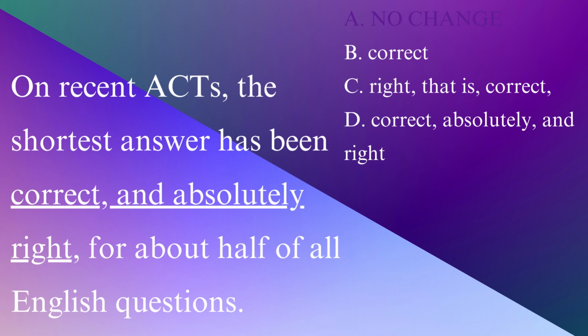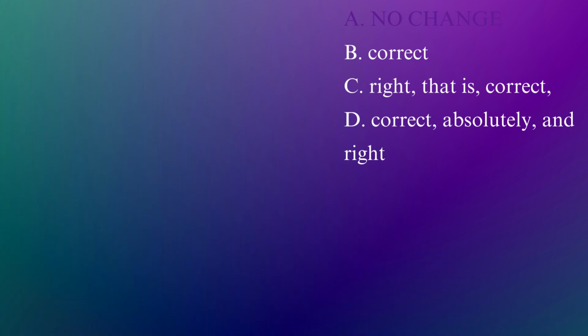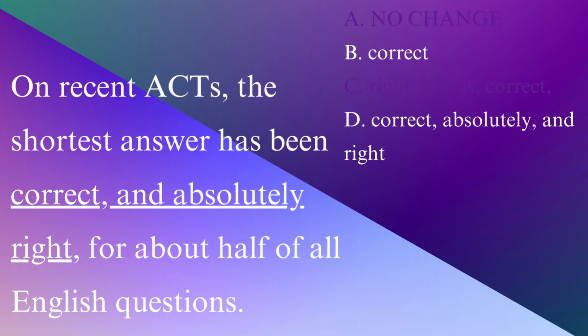Therefore, I know that A, no change, is probably not going to be the answer. When I consider choice C, it says right, that is correct. Again, I'm using multiple words for one meaning. That's redundant. I can get rid of that, and I can say that C is not the answer. Then I look at D.